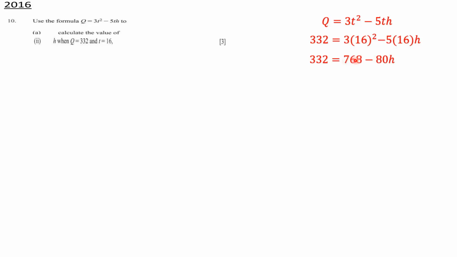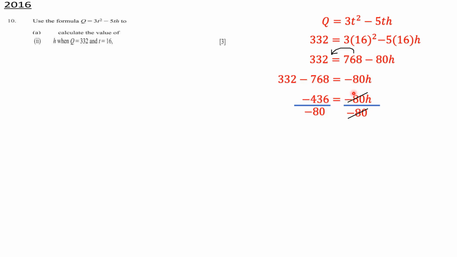Next, we're going to take the 768 and send it over the equal sign. When we do that, we have 332 minus 768 equals negative 80h. It was positive on this side. When we send it over the equal sign, it becomes negative. That's why we have the negative here. We're going to divide both sides by 80 to get rid of that 80, and those two 80s are going to cancel out. What we did here, we also subtracted. So 332 minus 768 is going to be negative 436.